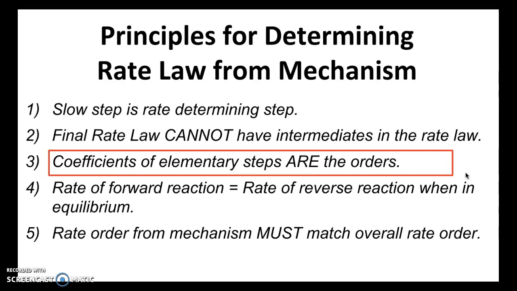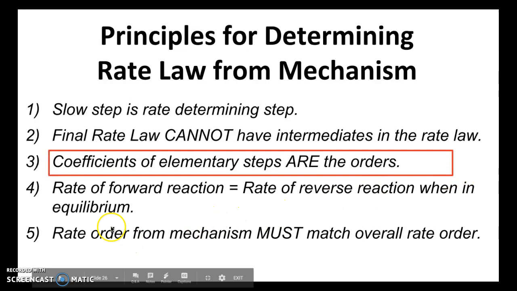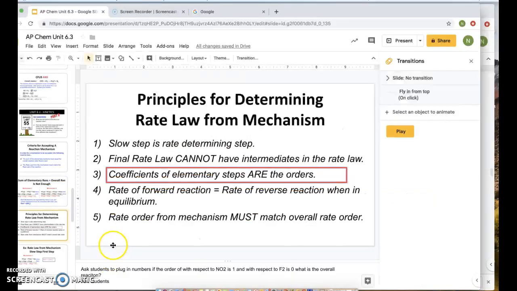The fourth thing that we need to look at is that the rate of a forward reaction is going to equal the rate of the reverse reaction when it's in equilibrium. So if ever you see something that's in equilibrium, you can set the rate laws for both the forward and reverse reactions equal to each other. And finally, remember the rate order from the mechanism must match the overall rate law order. So these are all of the principles. And I'm sorry, that should actually say rate law. So I'm going to go ahead and change that right now.